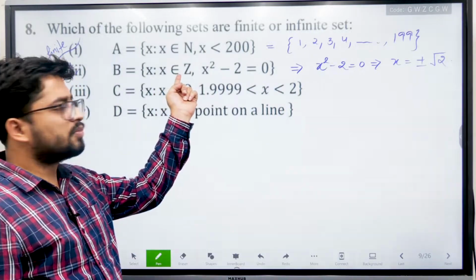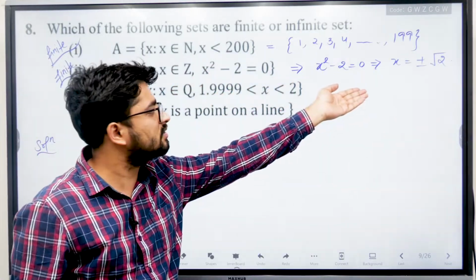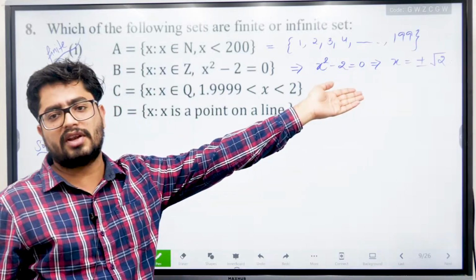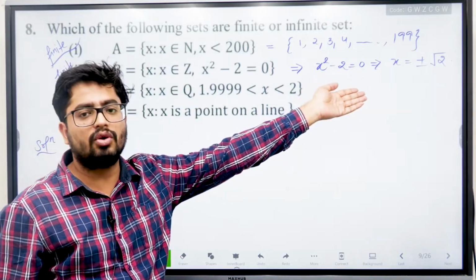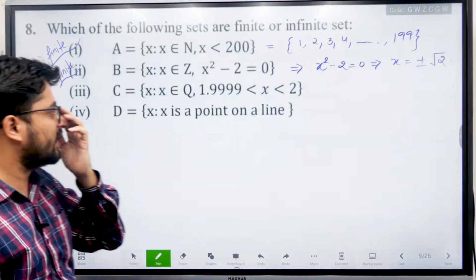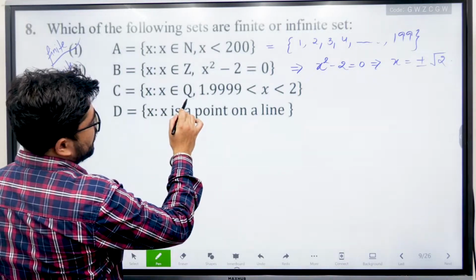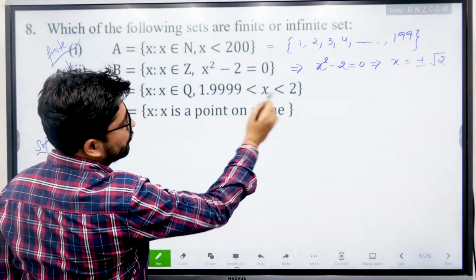Yes, x belongs to Z and x square minus 2 is equal to 0. It's not possible because x square is 2 whenever x is plus minus root 2, and this is not an integer, so it means this is an empty set. An empty set is what? That's a finite set.